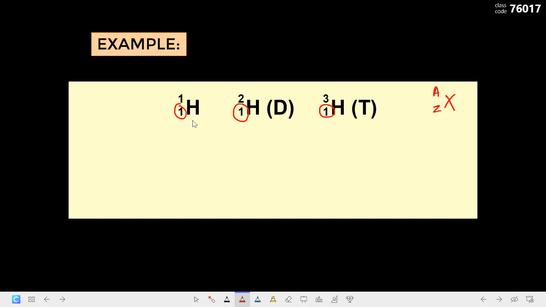Jadi kalau you lihat di sini, proton number bagi isotope ini sama, 1 1 1. But they are different, tetapi mereka berbeza mass numbernya ataupun nuclear numbernya. So apakah hubungan antara mereka? They are isotopes of hydrogen. Okay, so you can see here protium, deuterium and tritium.